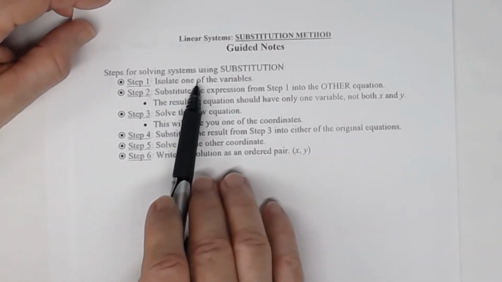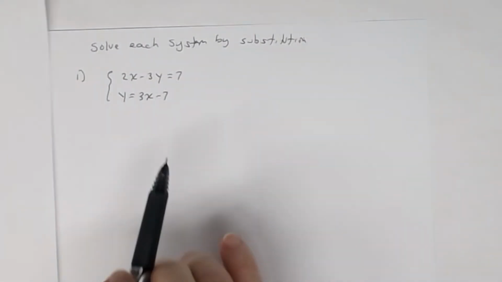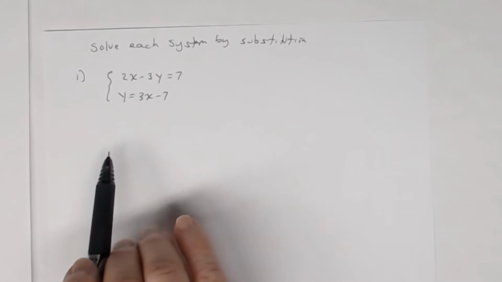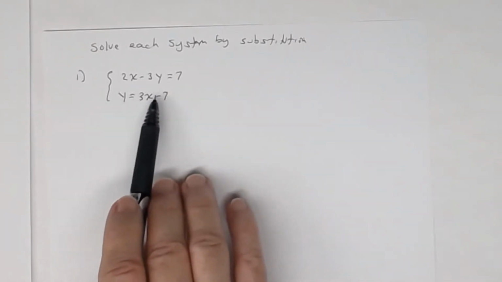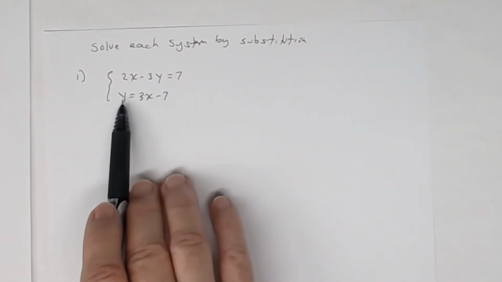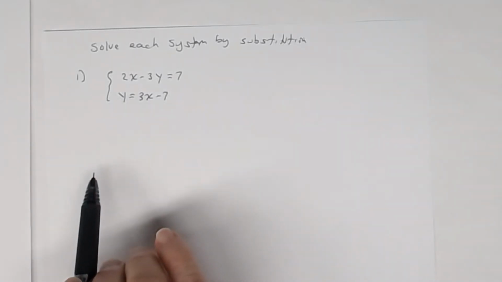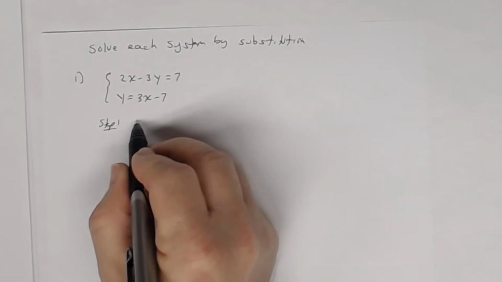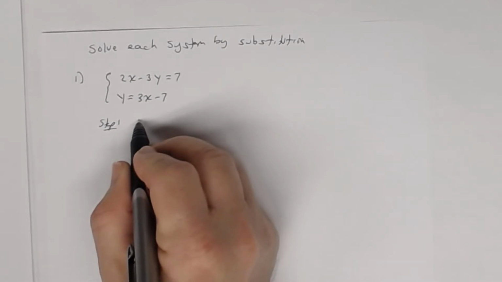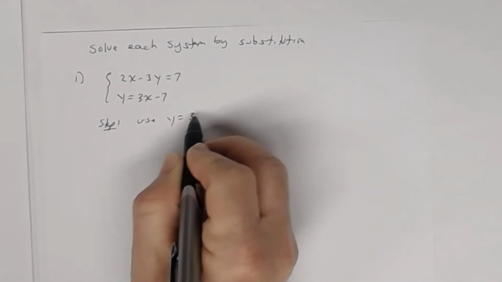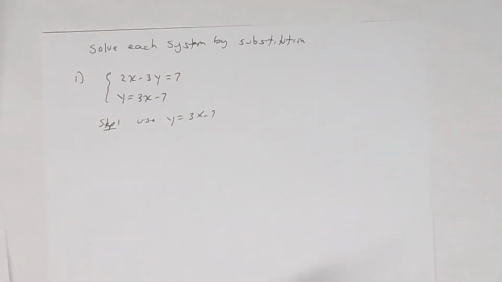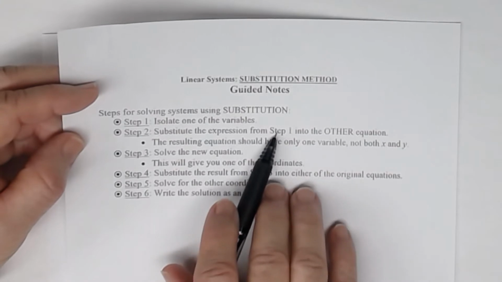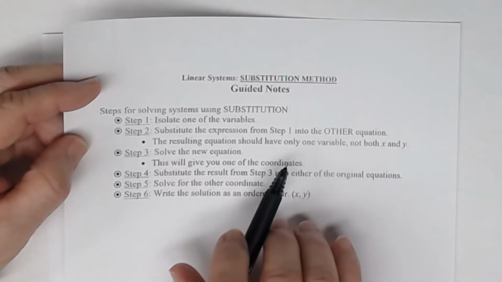Step 1, you're going to isolate one of the variables. So you're going to pick an equation, either the first one or the second one, and you can get the variable by itself. Well, notice that this is easy because in the second equation, the variable is already by itself. So step 1 has already been done for you. So step 1, you're going to use y equals 3x minus 7. Okay? Then step 2, substitute the expression from step 1 into the other equation.